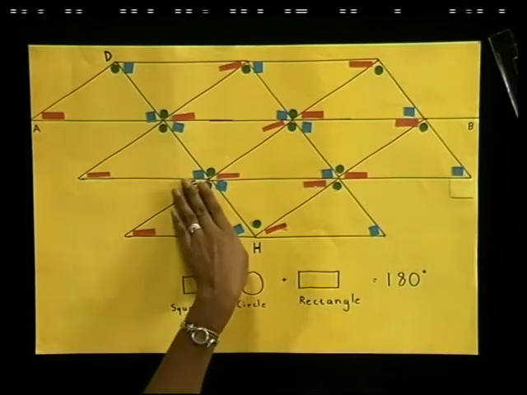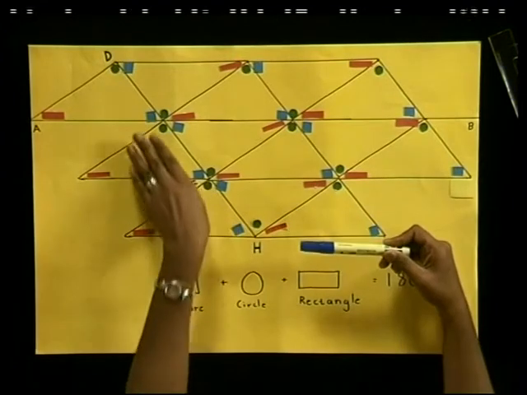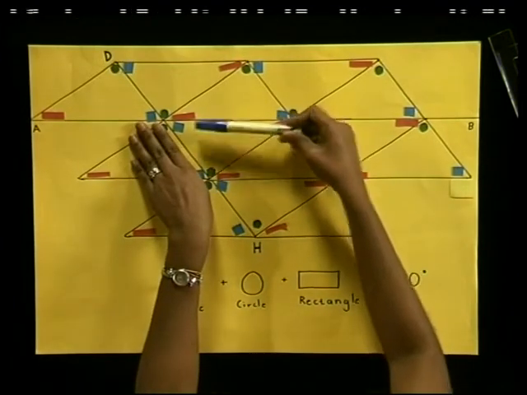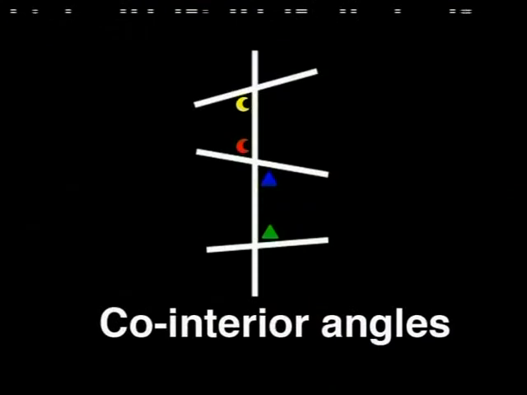But if you look here, we also have a square, circle, and a rectangle. The same is true here. We have a square, circle, and a rectangle. Do you agree that we can conclude that the sum of these angles is also 180 degrees? You should remember that we can also call these angles co-interior angles.